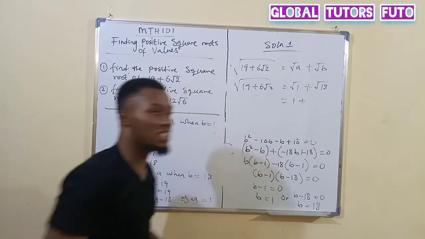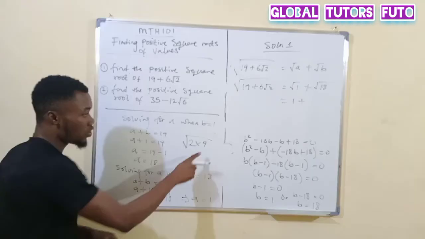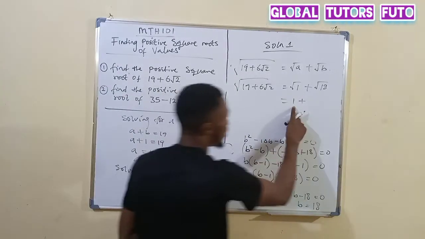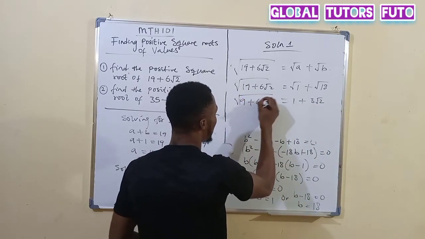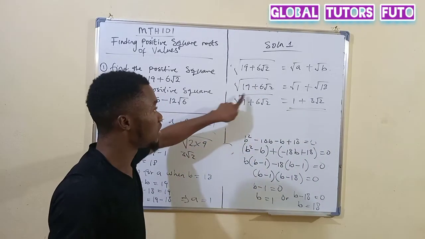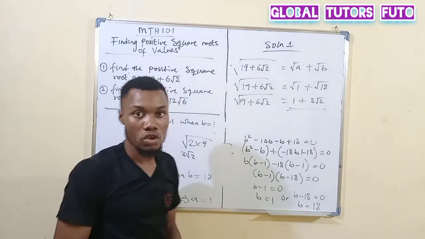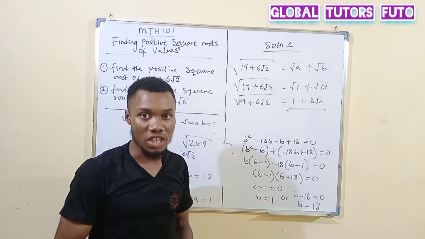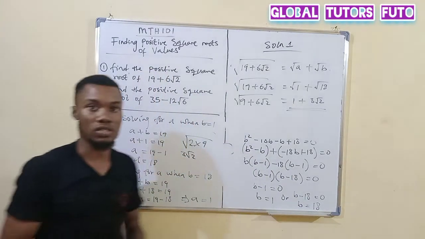So can we reduce 18? Yes. 2 times 9 is 18. So if you have square root of this, 9 has a perfect square, which is 3. So this can give you 3 root 2. So the answer is 1 plus 3 root 2. So the positive square root of 19 plus 6 root 2 is equal to 1 plus 3 root 2. If you use your calculator and press positive square root of 19 plus 6 root 2, it will still give you the same answer as 1 plus 3 root 2. So when FUTO gives you this type of question, this is what they expect you to do. Solve. Okay? So pause the video, solve question number 2 before we proceed.